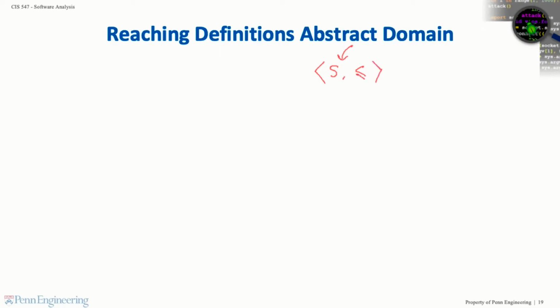An abstract value A is less than or equal to an abstract value B in the partial order if A is at least as precise as B. Let us see what constitutes an abstract value in reaching definitions analysis and then define its abstract domain.